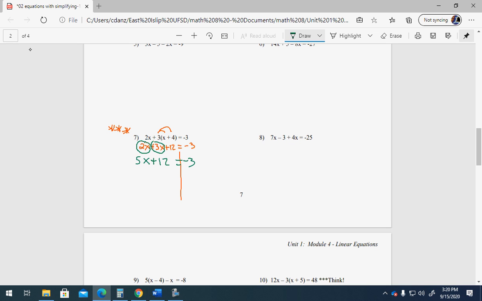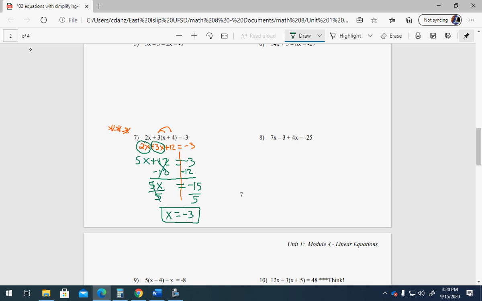Then I use my inverse operations. I will subtract 12 from both sides. So the 5x equals negative 15. I will divide both sides by 5 so that x equals negative 3.